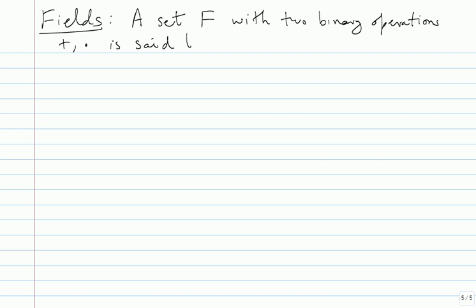Okay, so here's the definition. A set F, I'll denote fields usually with F, with two operations, plus and dot, is said to be a field if a bunch of conditions are satisfied. The first condition is F with plus is an abelian group.